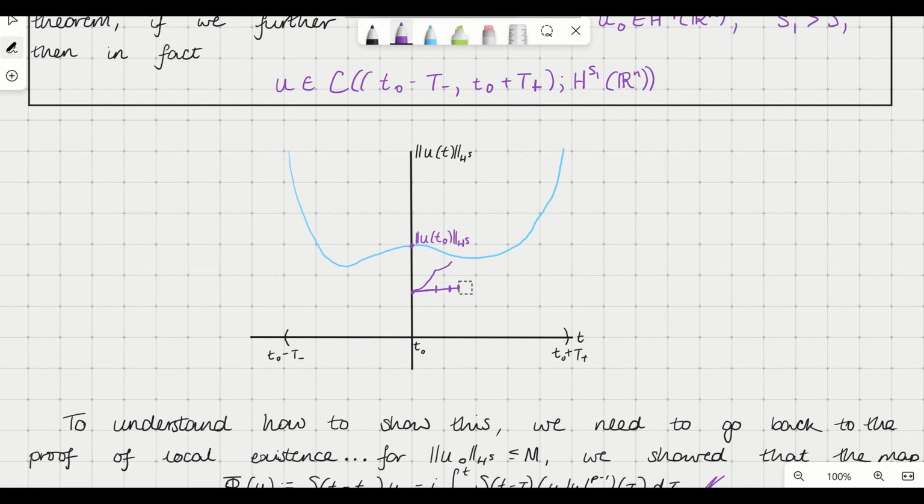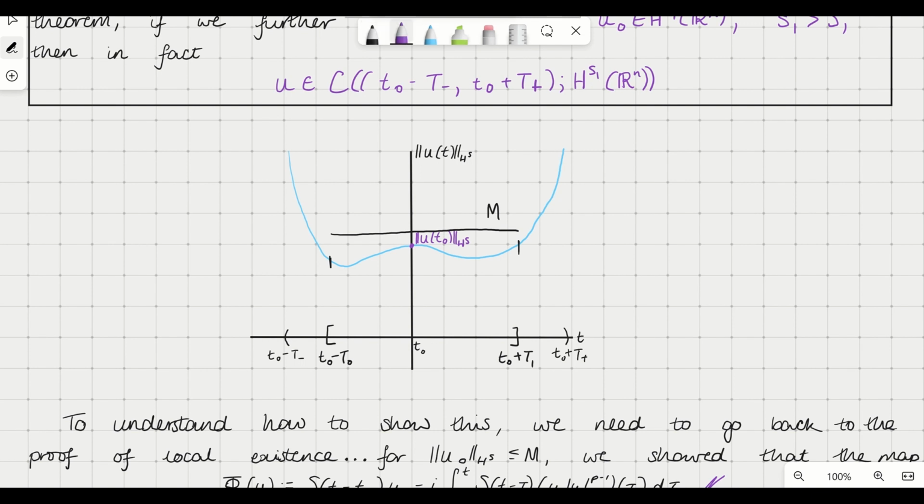But since we already know our solution is continuous into HS, by working on a compact interval, we can control the size of the solution in HS. So maybe we work on some interval [t0 - T0, t0 + T1]. Then, by continuity of the solution into HS, we know that the solution has bounded HS norm on that interval, say by some capital M.